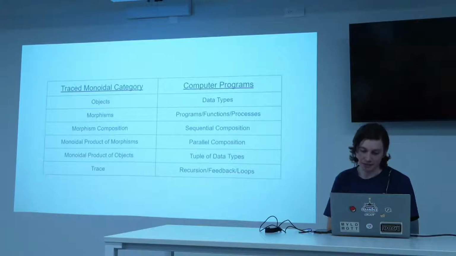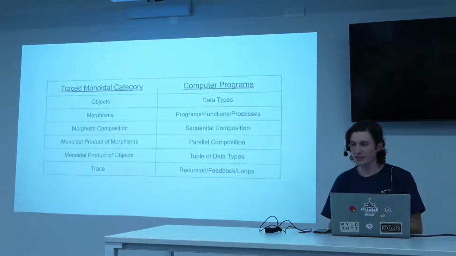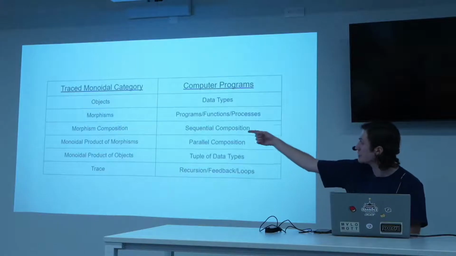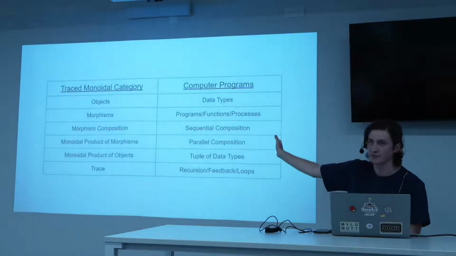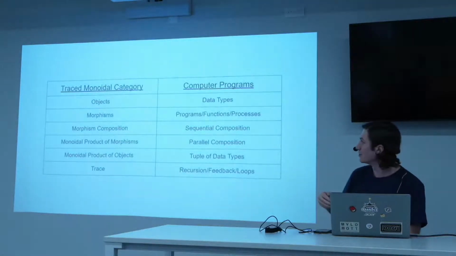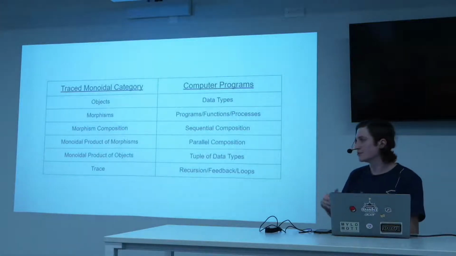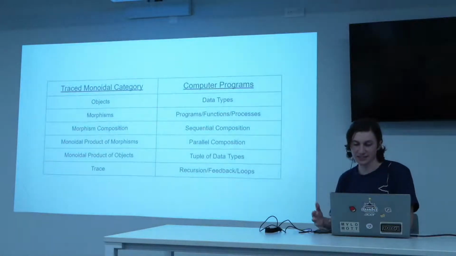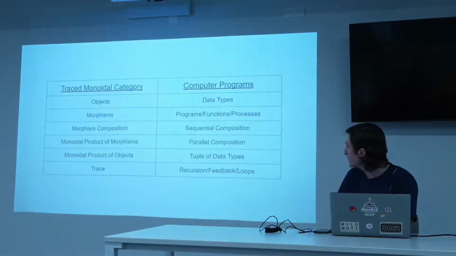And then what category theory allows you to do is introduce more structure onto your category. So here we've got traced and monoidal as adjectives in front of category, and those allow you to model with mathematics this new, very interesting type of behavior.